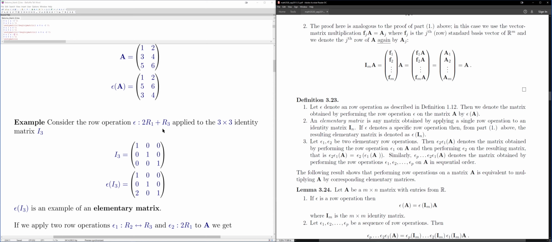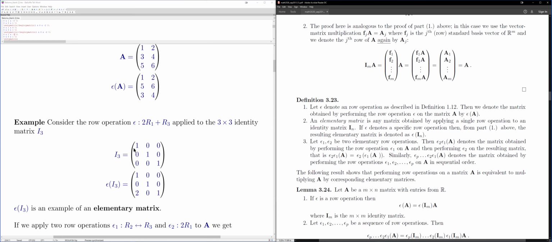So I'm going to change row 3 here: 2 times row 1 plus row 3. If this is my identity matrix over here, what I'm going to do is apply a single row operation to it, and the single row operation is this one here.